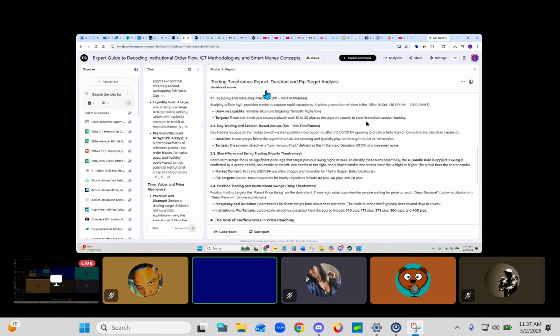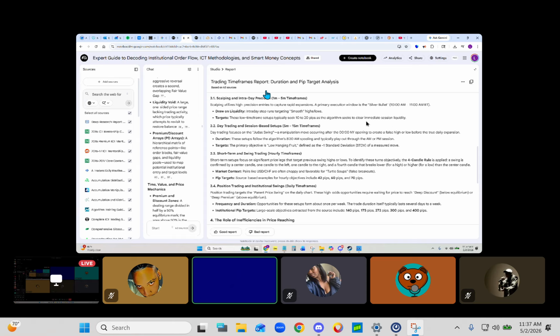Day trading and session-based setups, so 5 minute to 15-minute time frames. Day trading focuses on the Judas swing, which is a manipulation move occurring after 0000 New York opening to create a false high or low before the true daily expansion. So duration is these setups follow the algorithm's 8:30 a.m. spooling and typically play out through the AM or PM session.